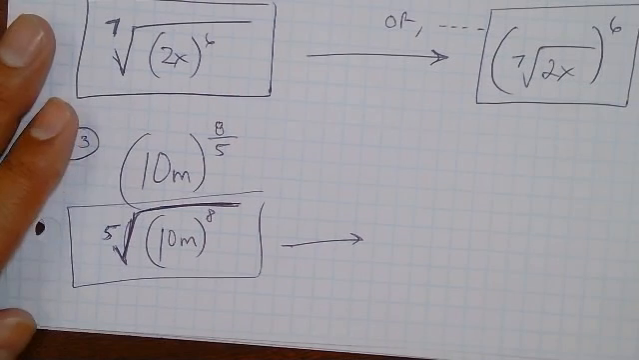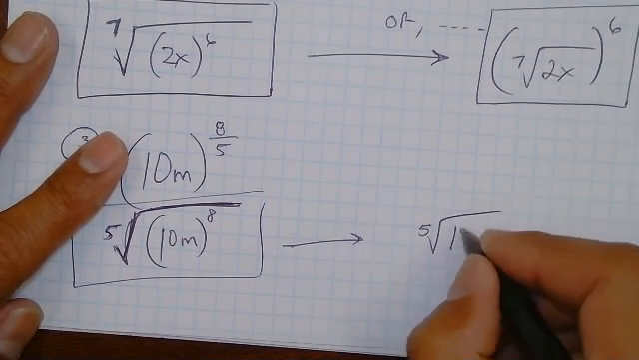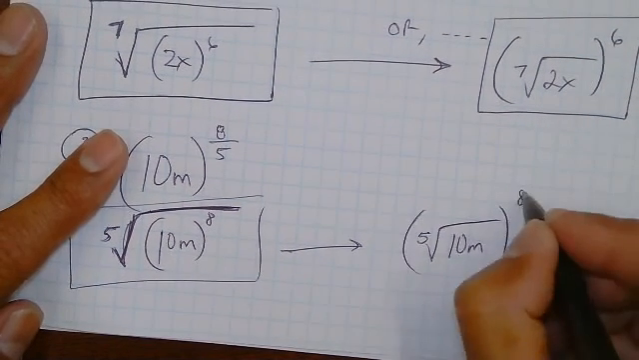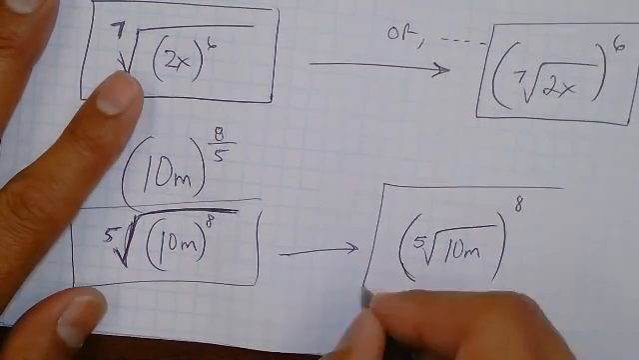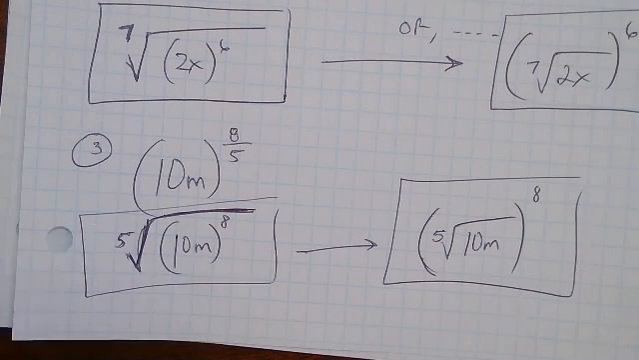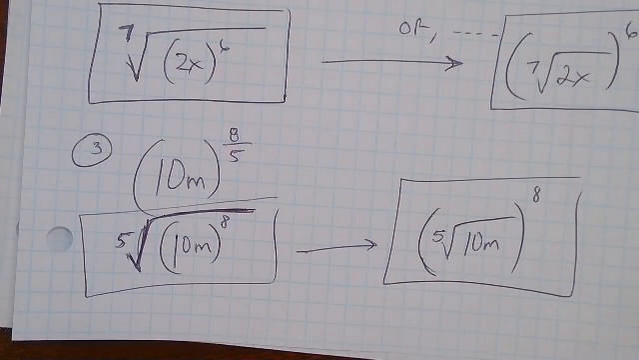But what's the other one? The 5th root of 10m. But now this 8 here, instead of inside, it's outside. So that's why they have to put this big parentheses on the outside like that. Correct. Okay. So if you need to watch those videos again from yesterday, watch them again. And then I just did this one here, so let me stop it now.